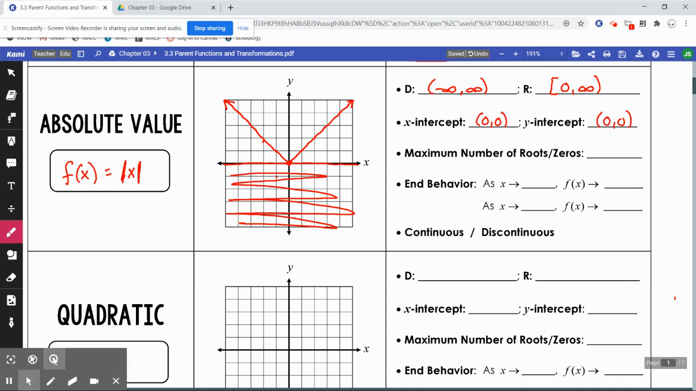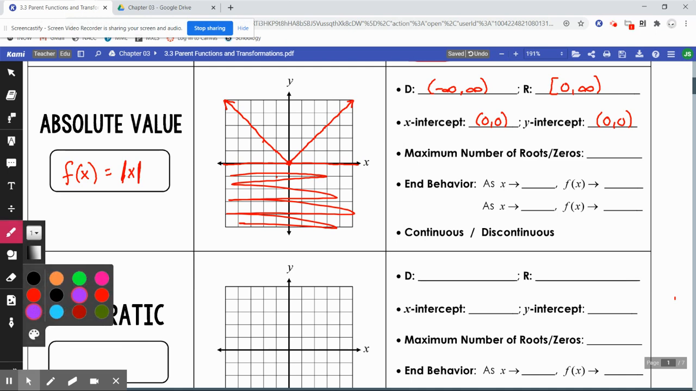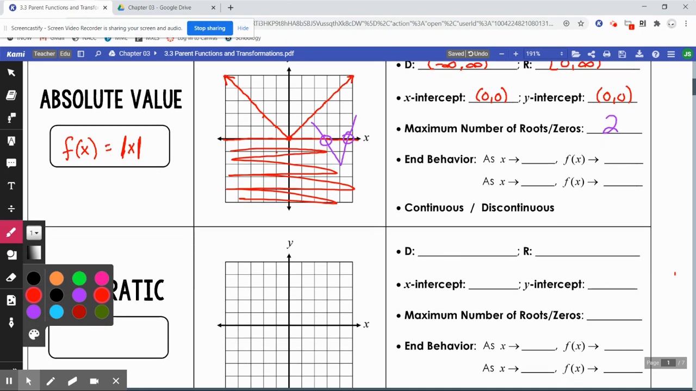The maximum number of roots or zeros of an absolute value function. And when we're talking about this, we mean of any absolute value function. If we were to transform this and bring it down, sometimes we might have two zeros. So with this parent function, we only have one, but sometimes these might have two zeros.